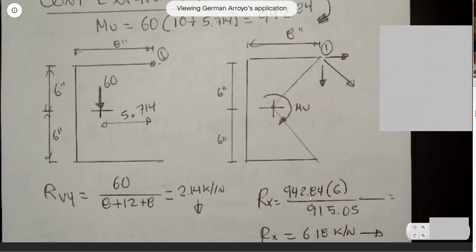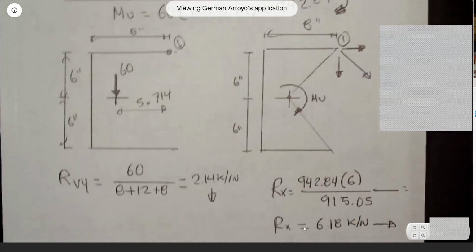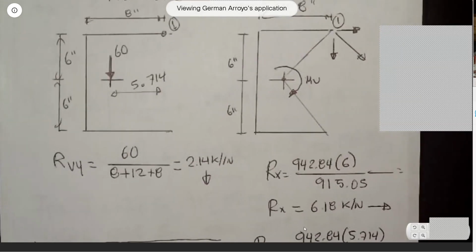942.84 times the Y distance over. This is ISO P that we just computed. ISO P, the polar moment of inertia, we computed two different ways. We compute it by using the formula, and we compute it also by hand. And this gives me 6.18 kip per inch to the right.